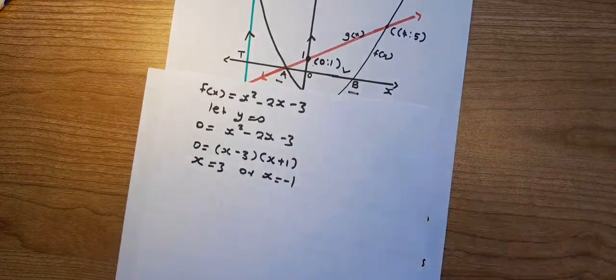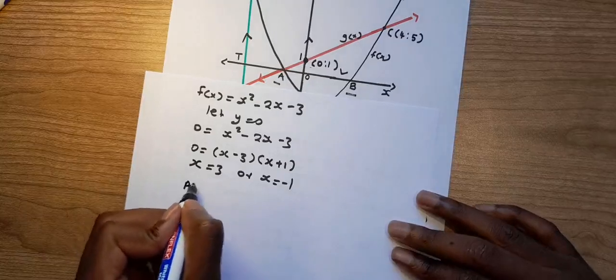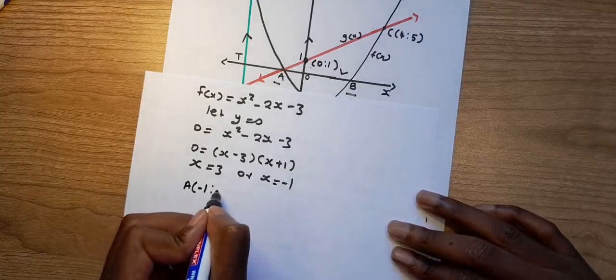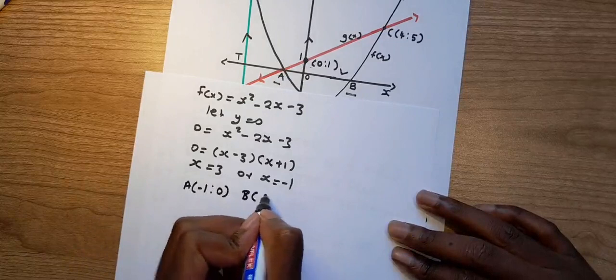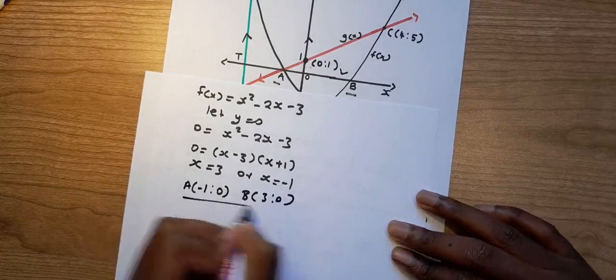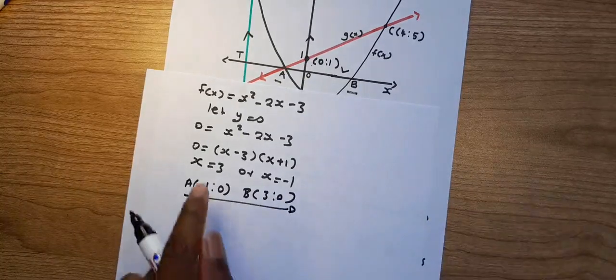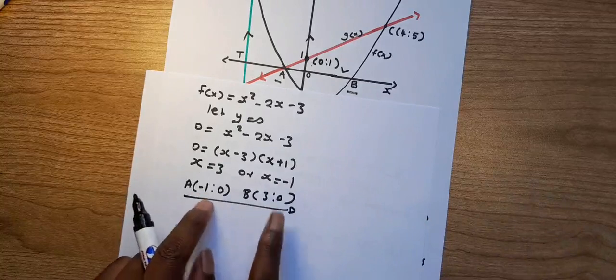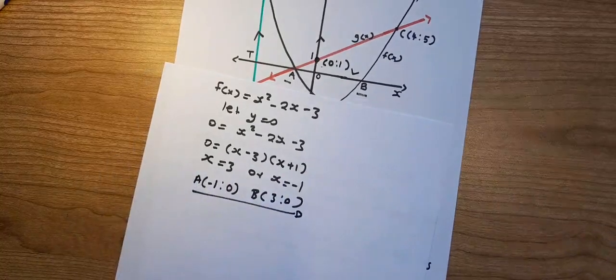However, you don't end here. You just say, okay, A equals (-1, 0), and then you say B is (3, 0). By this, you have now answered your question. Don't just leave it at x equals 3 or -1. Those are not the coordinates, ladies and gentlemen.